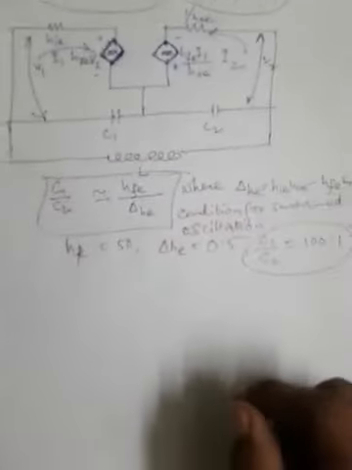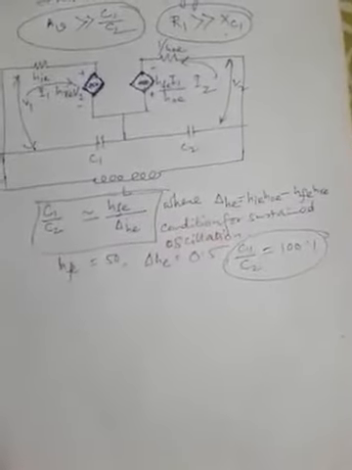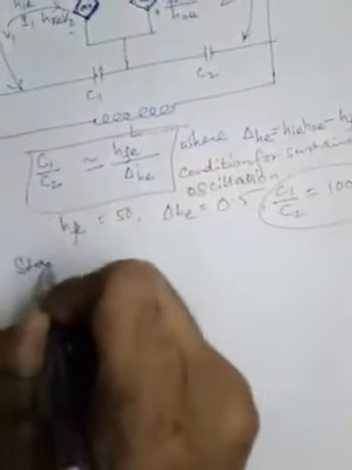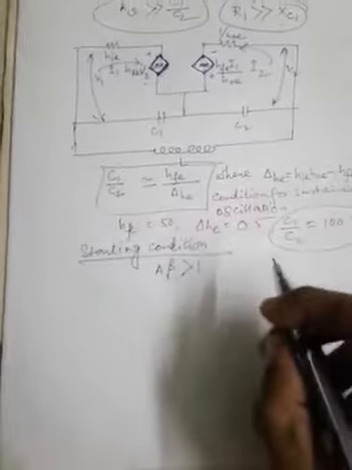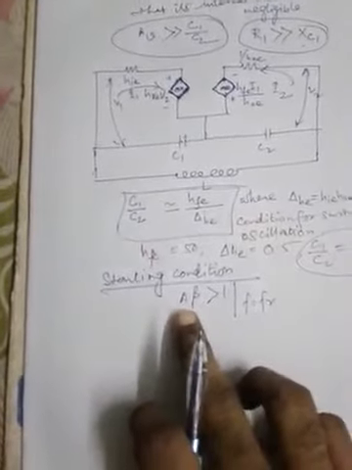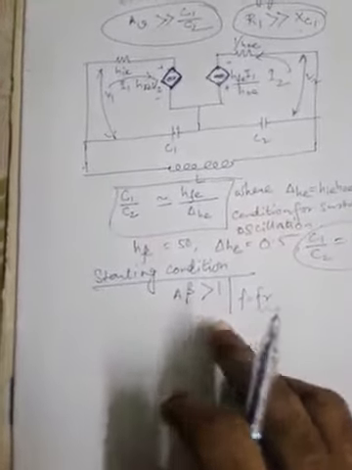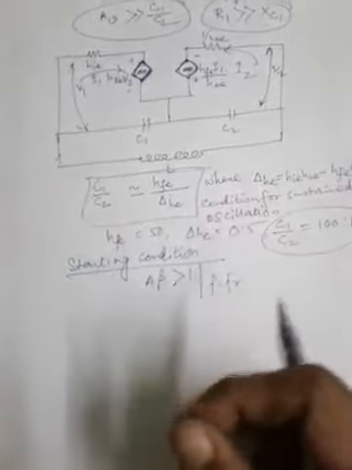Now let us discuss the starting condition for this oscillator to work. The required starting condition for any oscillator, we know, is A beta. So for the Colpitts oscillator, we need A beta greater than 1 to sustain the oscillation, at the resonant frequency of the tank circuit, when f equals fr. Equivalently, A should be greater than 1 by beta, and the output voltage appears across C1 and the feedback voltage appears across C2.